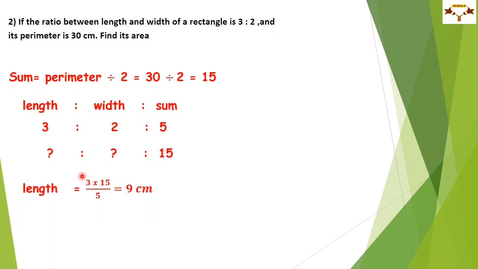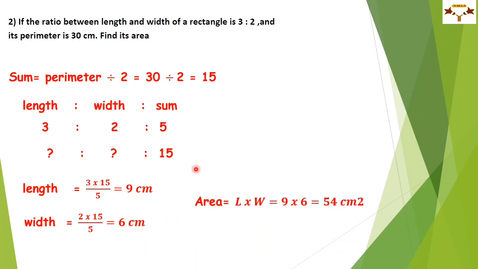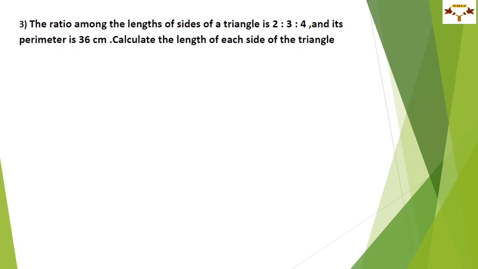Easily I can find the length equals 3 times 15 over 5 equals 9 centimeter, and width is 2 times 15 over 5 equals 6 centimeter. Now I can find the area, which is length times width, equals 9 times 6 equals 54 centimeter square.